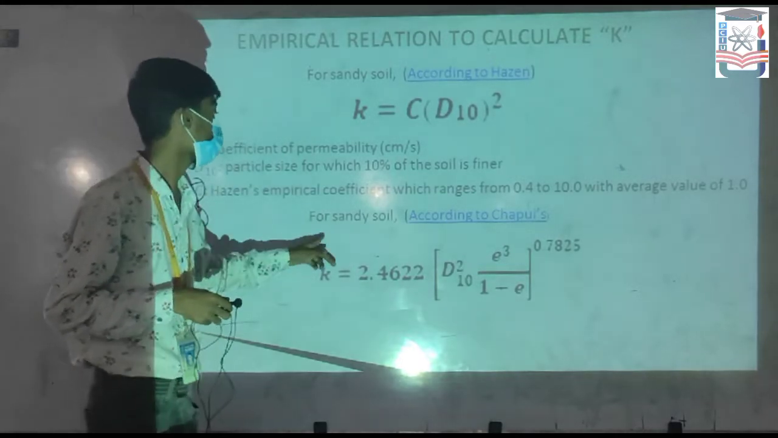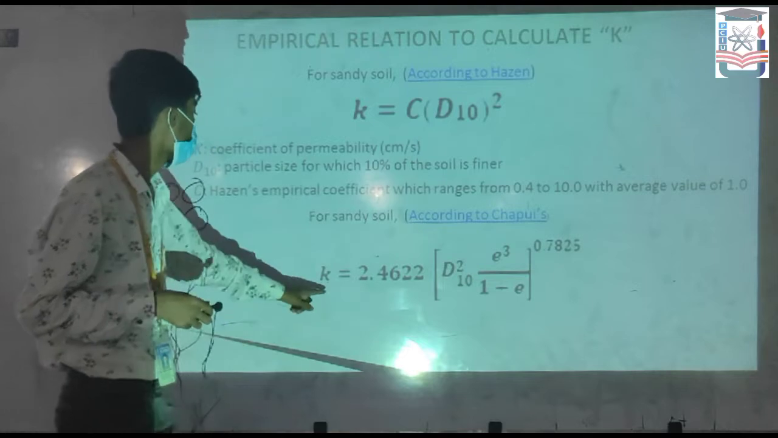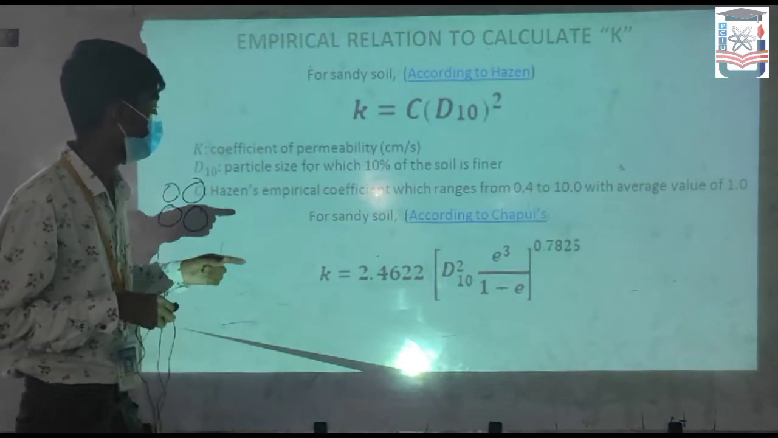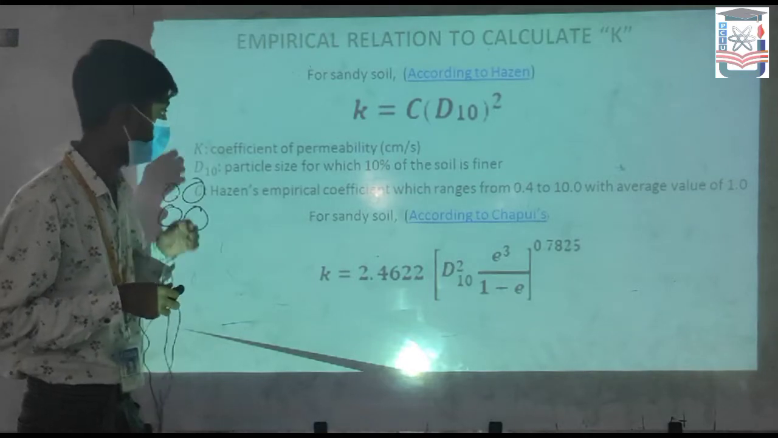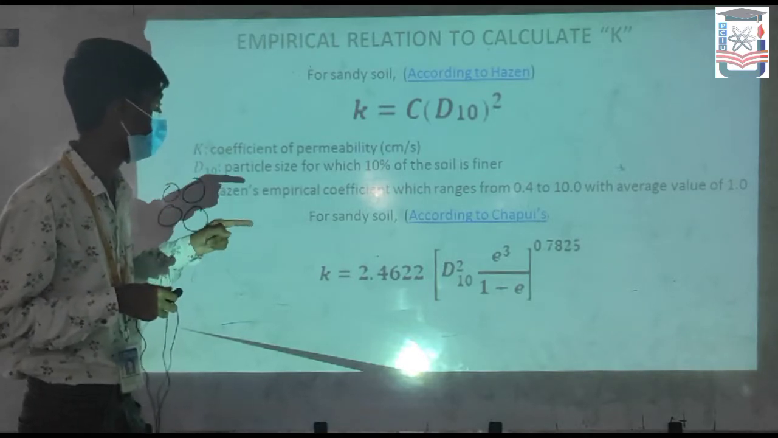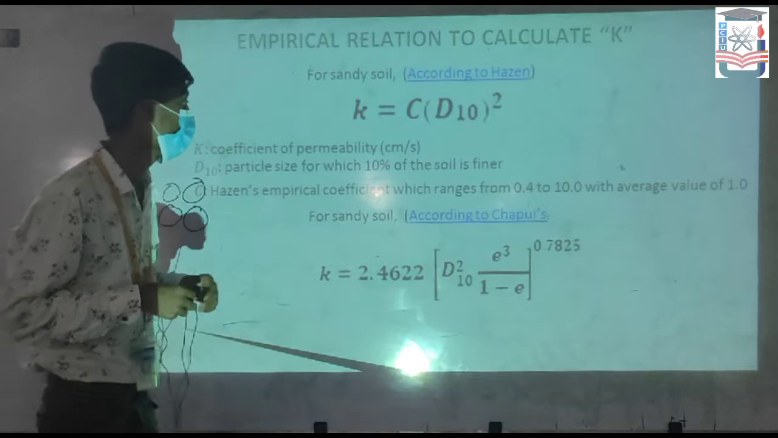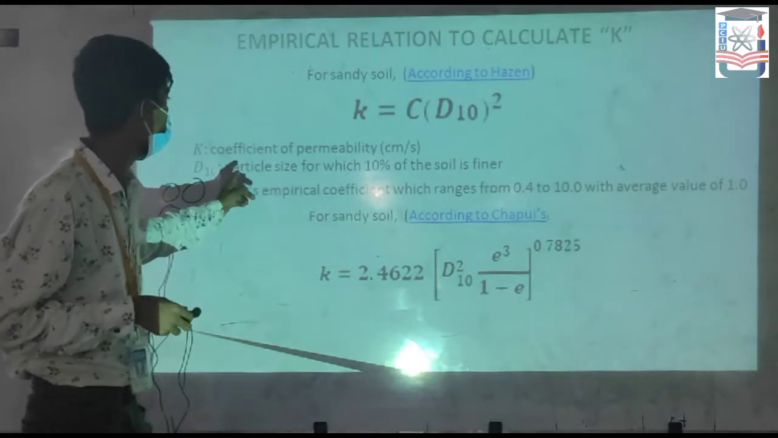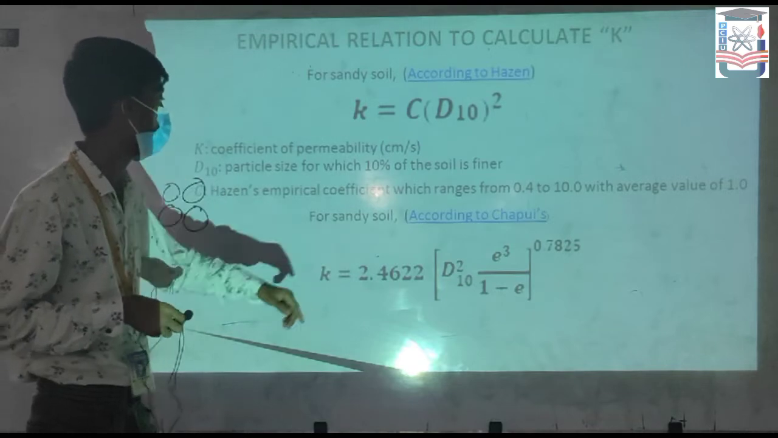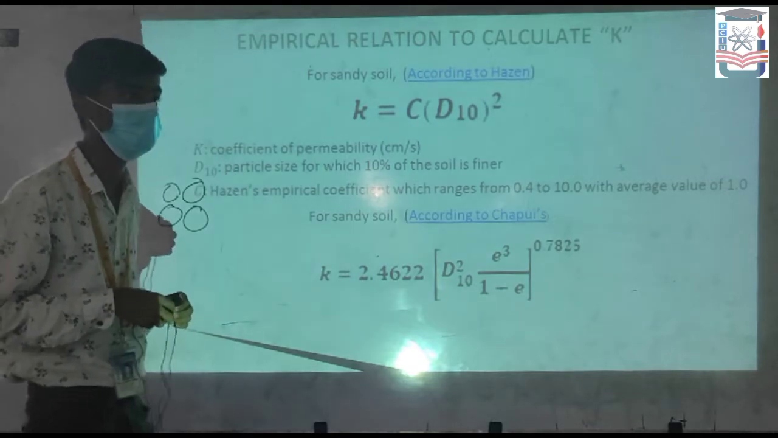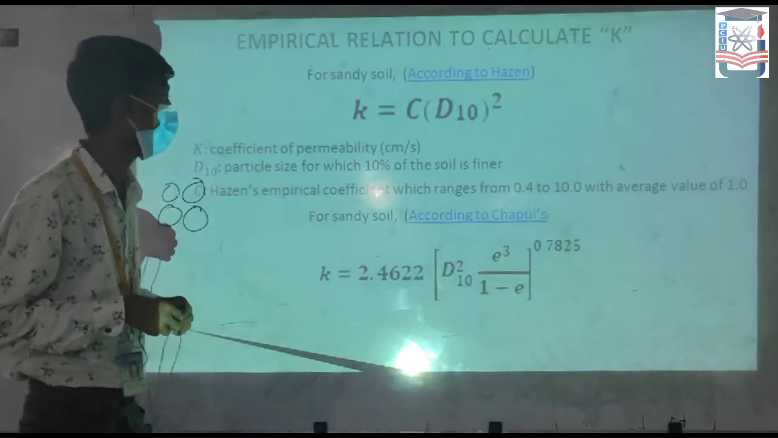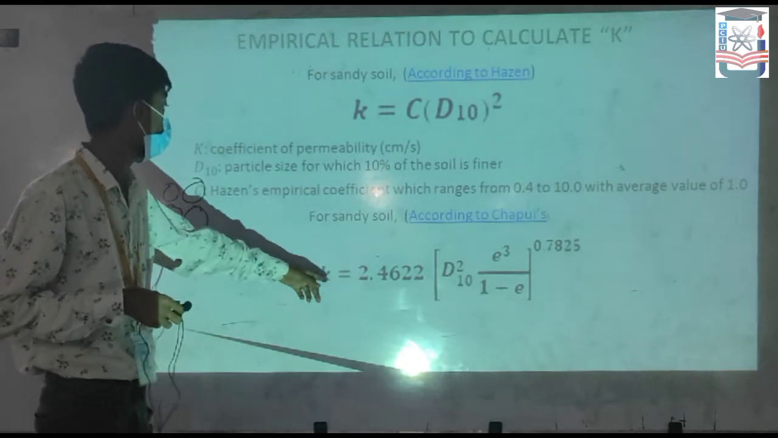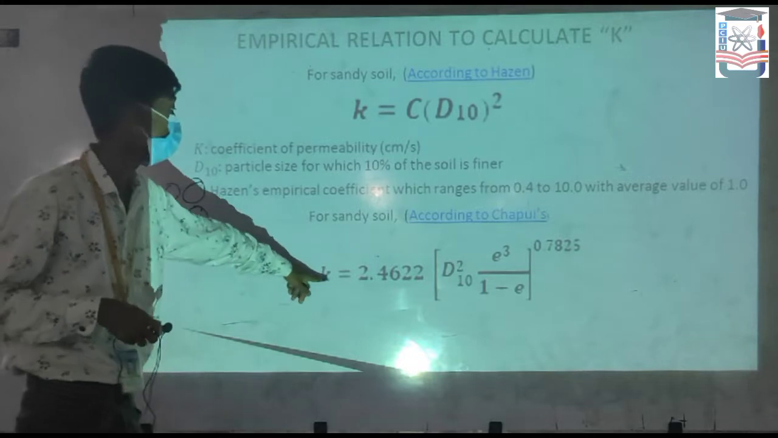And the second equation, according to Chapuis, is K equals 2.4622 into D10 squared into E cubed divided by 1 plus E, to the power 0.7825. Here K is the coefficient of permeability, and D10 we already know, the particle size for 10% finer, and E is the void ratio. We have to put all the values in the equation, and then we will get the value of K.